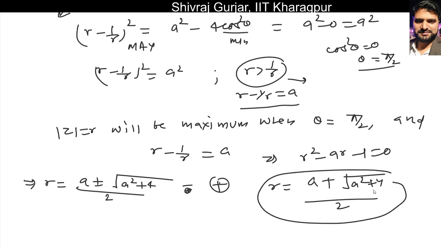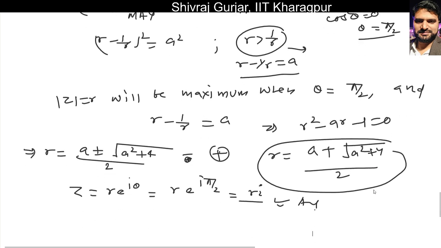So modulus z, that is r, will be maximum when theta is pi by 2 and r is this. The value of z is r times e to the power iota theta, so r is this and e to the power iota pi by 2 is iota, so z is r iota. This is the answer.